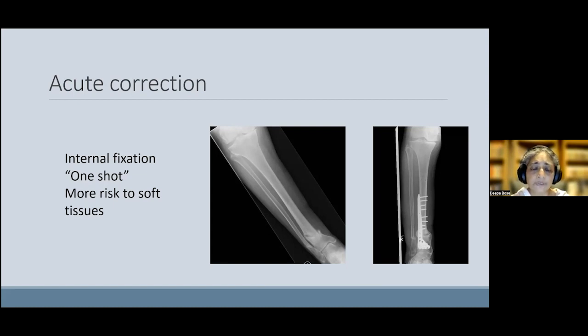You also have to consider that doing an acute correction is more risky to the soft tissues, especially if you're correcting a big deformity. You can create a problem with the soft tissues. However, obviously, if you do an acute correction and fix it internally, it is easier for the patient to manage.